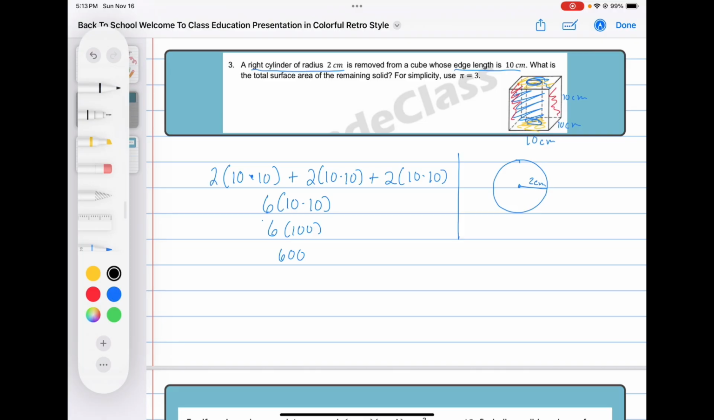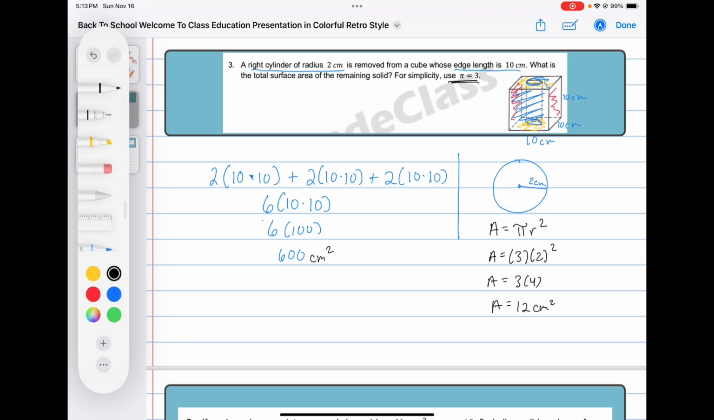So the area of a circle is always pi r squared. We know the radius of the circle is 2 centimeters, so we can set that up. Area equals pi r squared. The question said to use 3 for pi just to simplify the math. So we'll do 3 times 2 squared, which gives us 3 times 4, which is 12 centimeters squared.